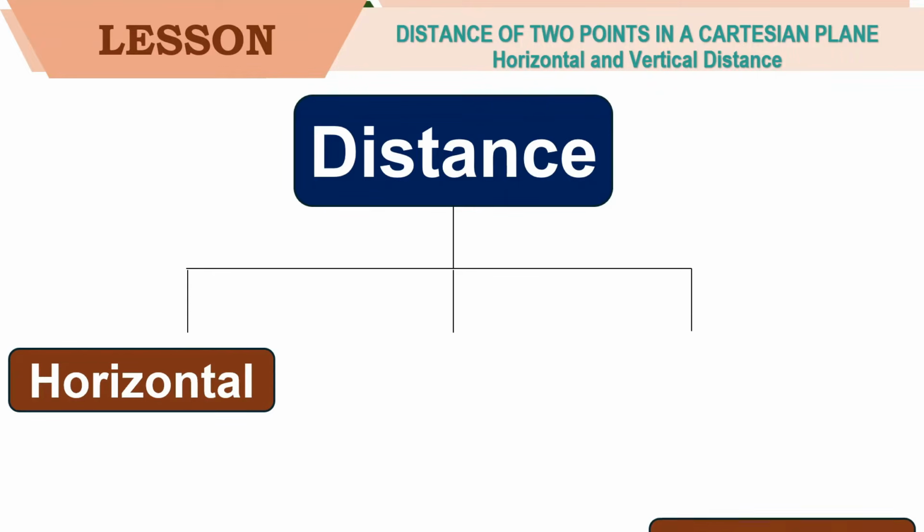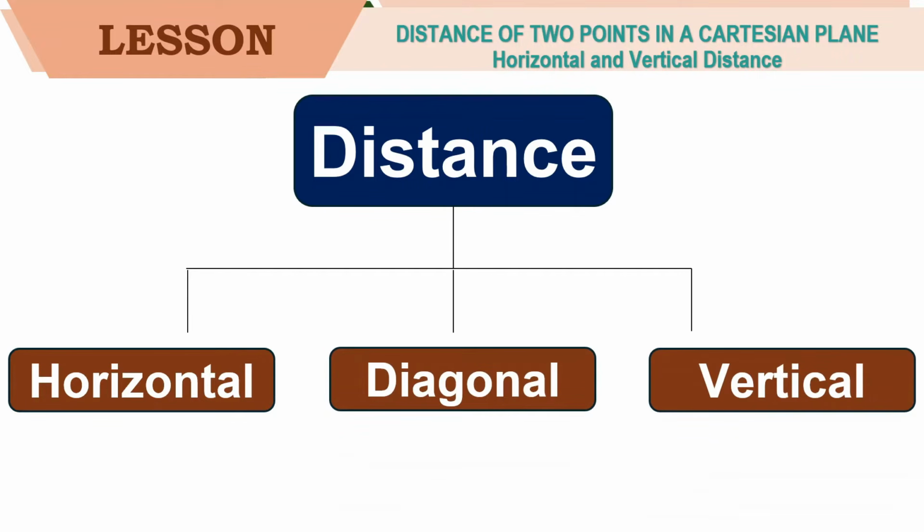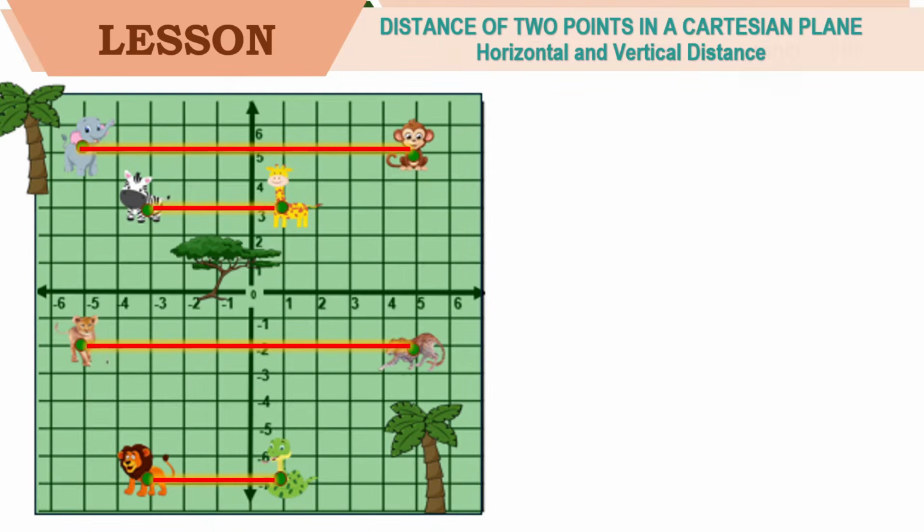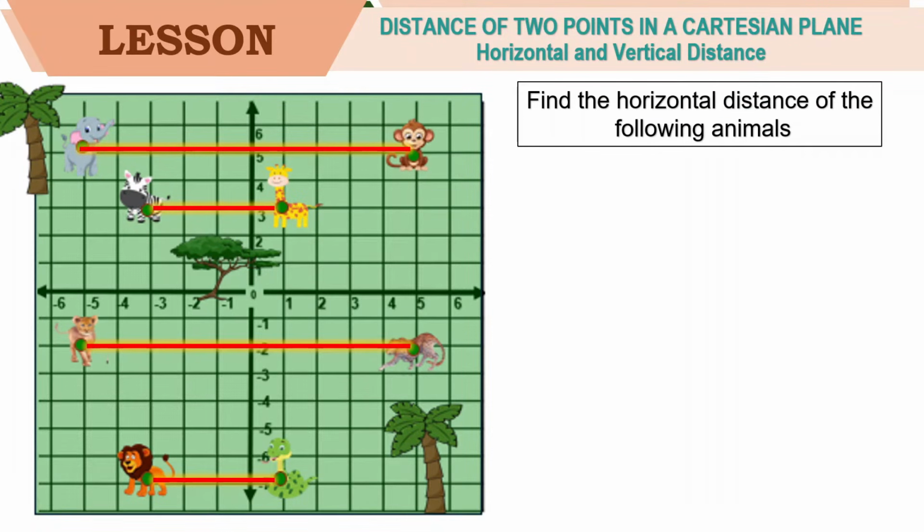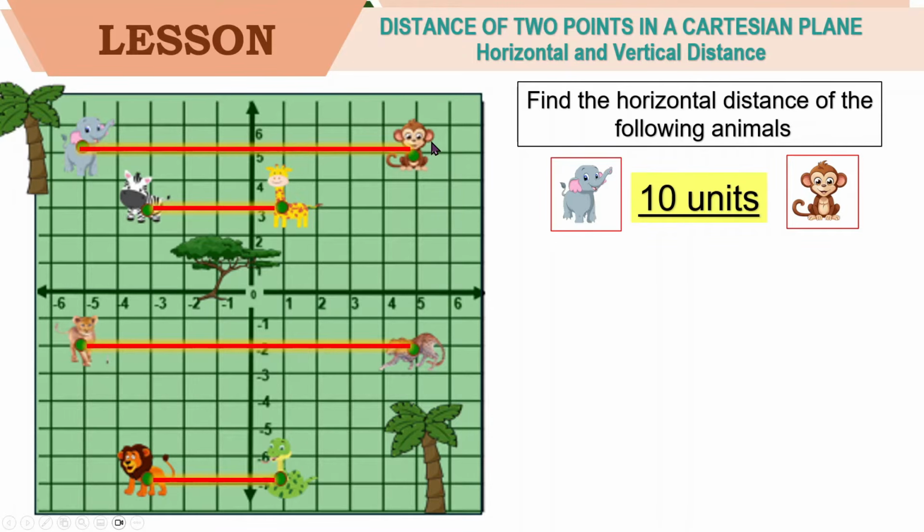Distance can be horizontal, vertical, or diagonal. But on this set of slides, we are just going to focus on horizontal and vertical distance. Let's find the horizontal distance of the following animals. Let's start with the elephant and the monkey. How far apart are they? Let's start with just counting. 1, 2, 3, 4, 5, 6, 7, 8, 9, 10. So they are 10 units apart.